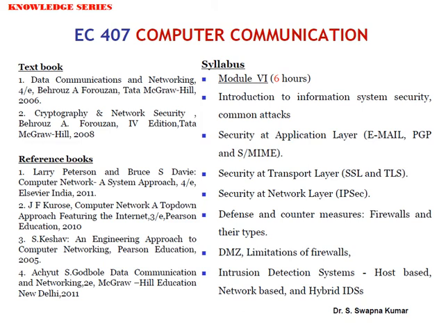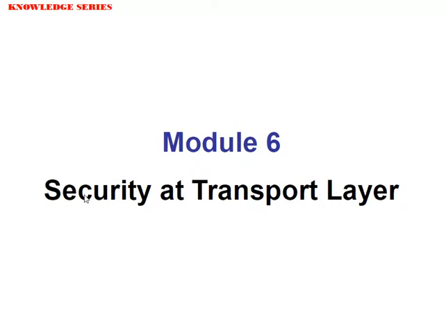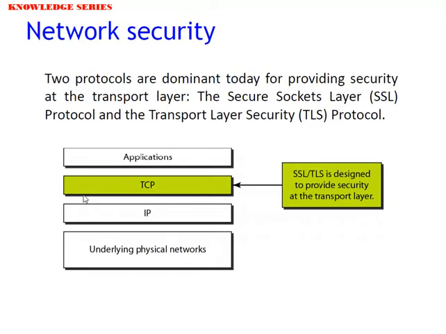Here, under the course Easy 407 Computer Communication, we will be discussing security at the transport layer. As you know, under the TCP/IP protocol, the transport layer appears at the third level from the bottom. So the transport layer security is basically designed to provide security at the transport layer itself.